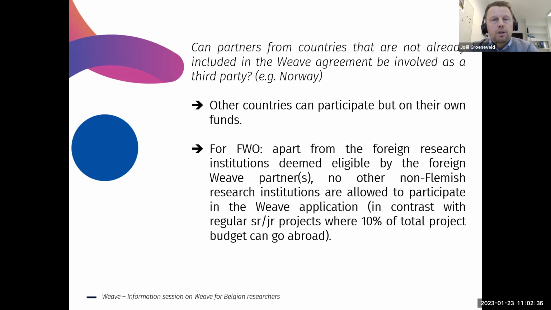Can partners from countries that are not already included in the WEAVE agreement be involved as a third party? For example, Norway. Other countries can always participate, but they should participate on their own funds. This applies to both the FNRS and the FWO calls, and specifically for the FWO call, apart from the foreign research institutions deemed eligible by the foreign WEAVE partners, no other non-Flemish research institutions are allowed to participate in the WEAVE application, which is in contrast with the regular senior and junior projects where 10% of total project budget can go abroad.